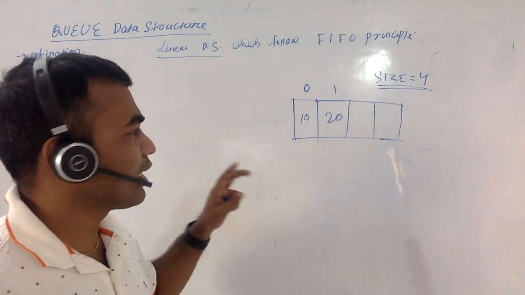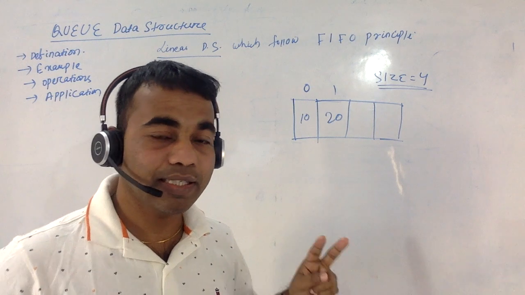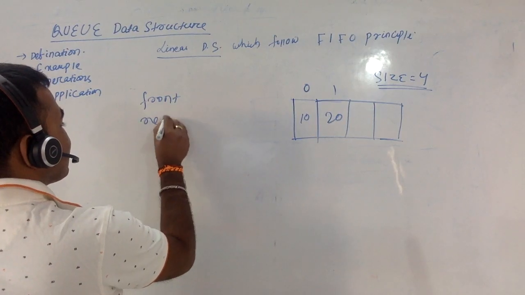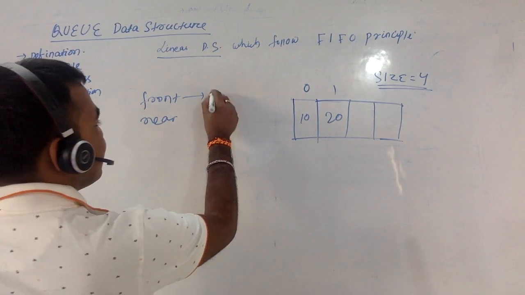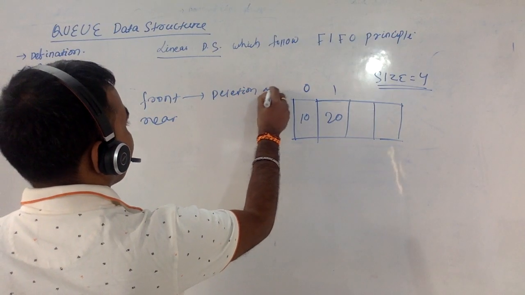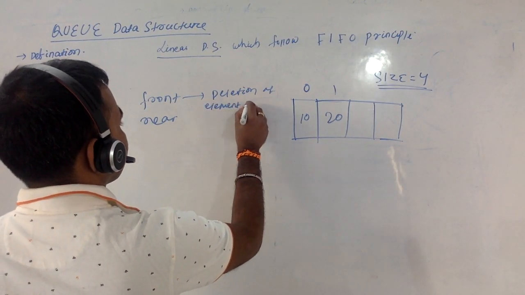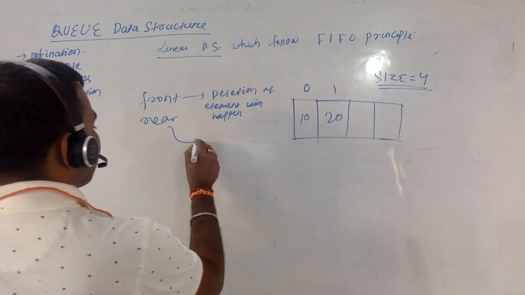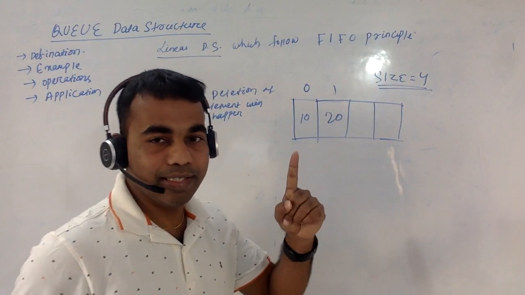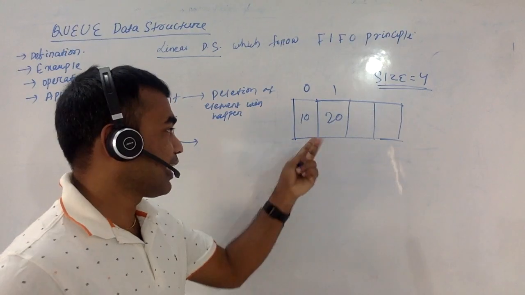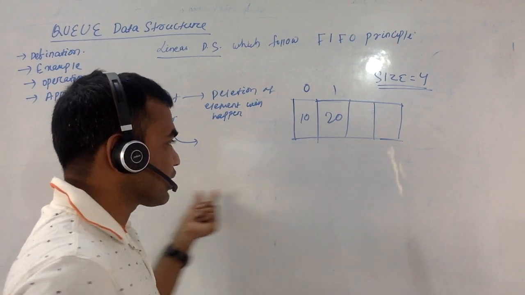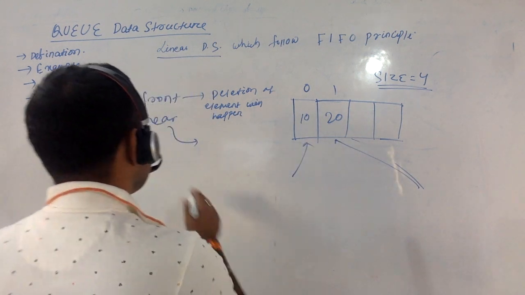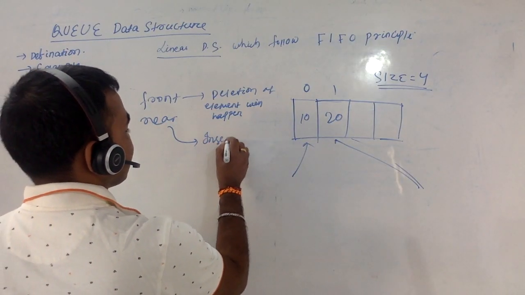Now let's see, there are two ends. One is known as the front end and one is known as the rear end. Front end means where the deletion of an element will happen. This is the naming convention. If you remember, in case of stack we had only one end, that is the top of the stack. But in case of queue, there will be two different ends, because from one end it will be processed and from another end you will be inserting the element. So rear is the end where you will insert an element.